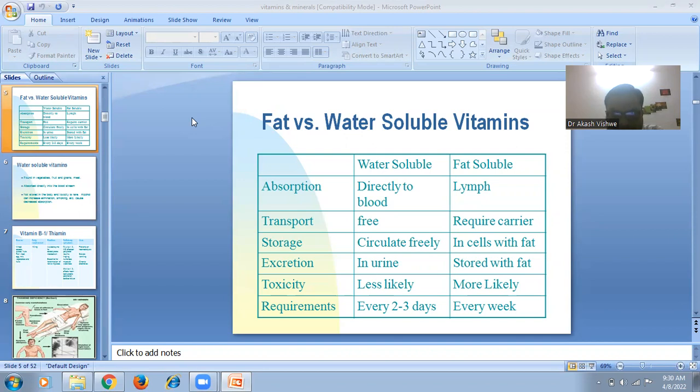When we talk about toxicity, water soluble vitamins are less toxic, but fat soluble vitamins are somewhat more toxic. So what is the requirement of these vitamins? Water soluble vitamins are not needed every day, except that they are required within 2 to 3 days. But fat soluble vitamins are required every week.